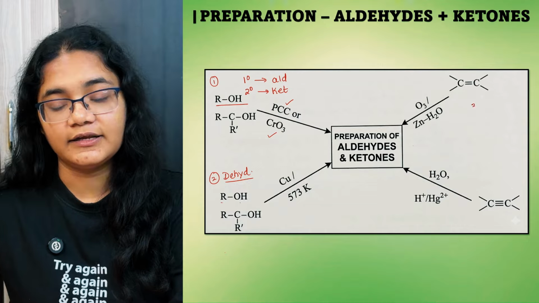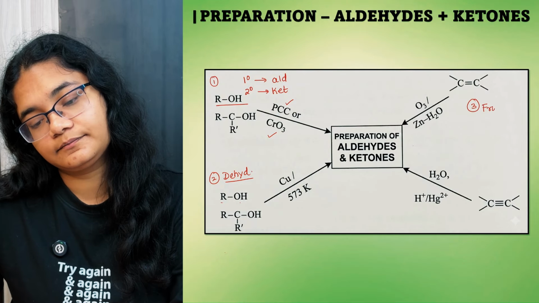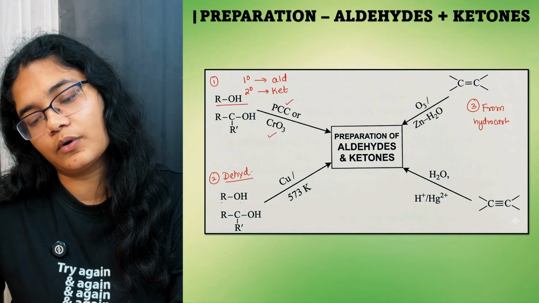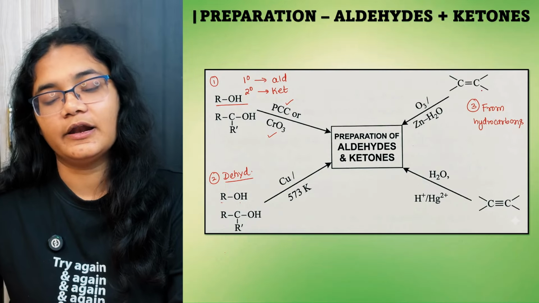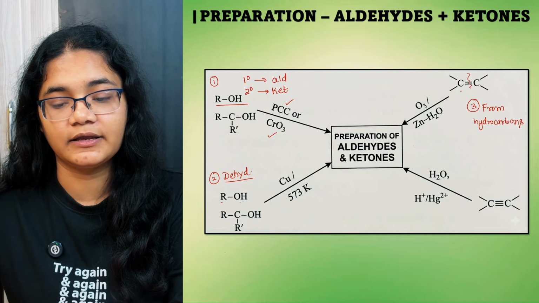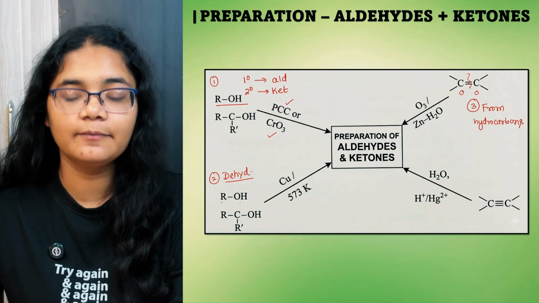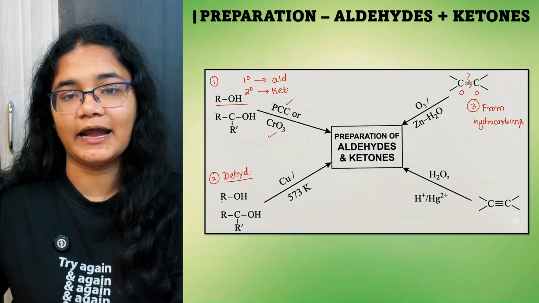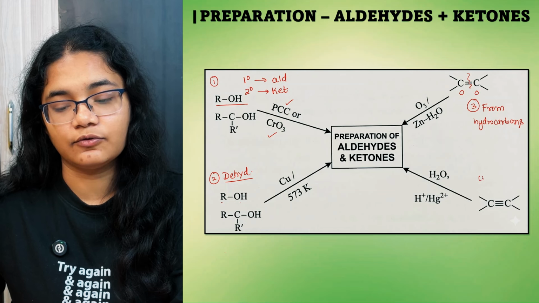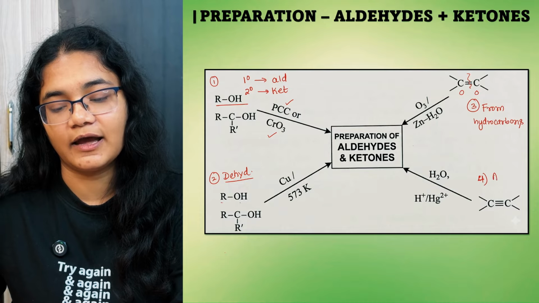Now the third one is from hydrocarbons. Alkenes here will be treated with O3 and Zn/H2O, so the double bond will break, oxygen will be added, and then you will get either aldehydes or ketones. Now the fourth one is from alkynes.